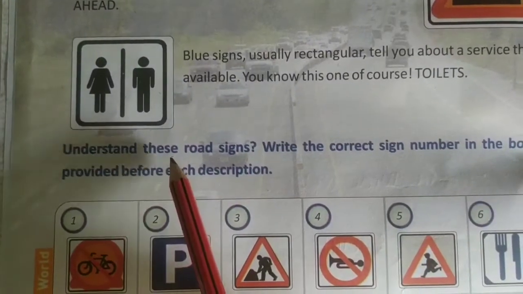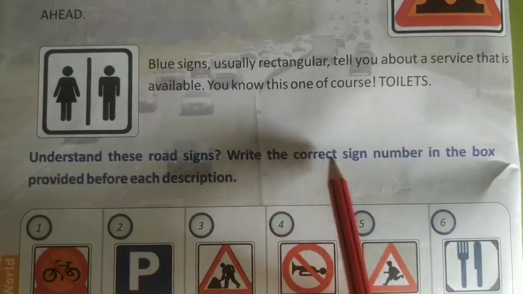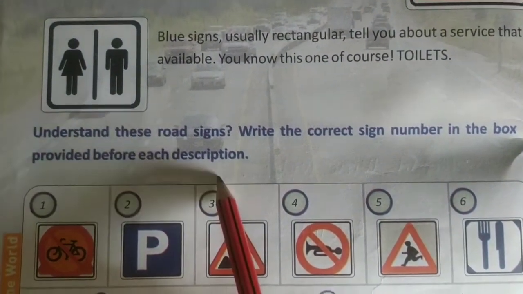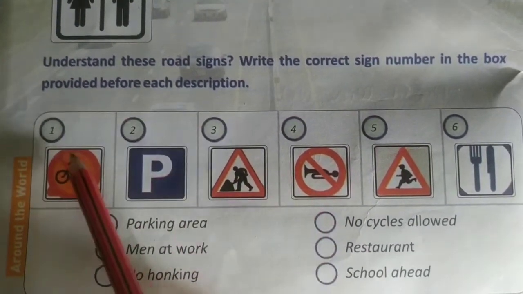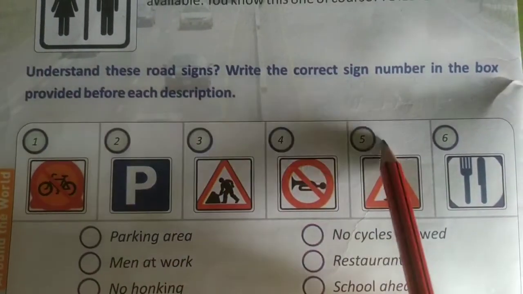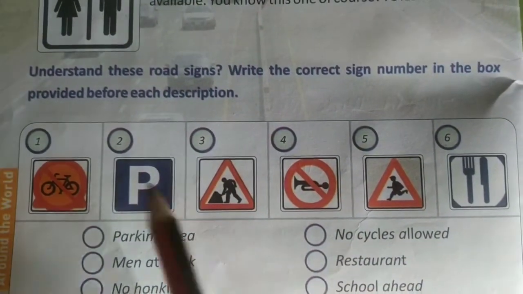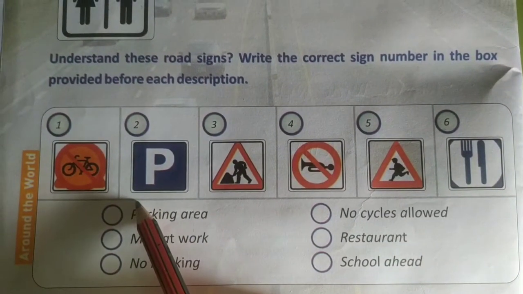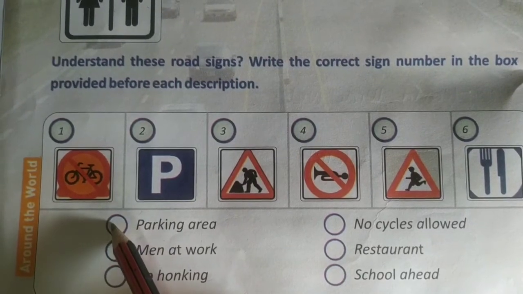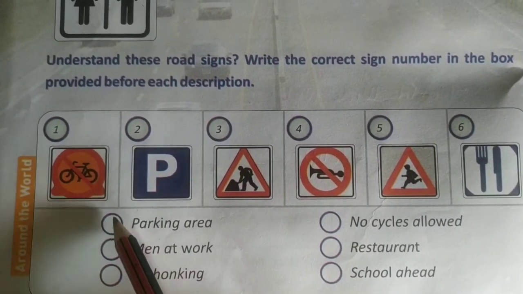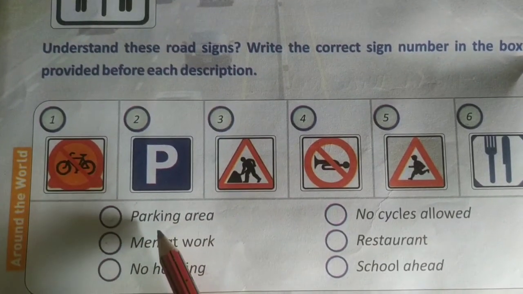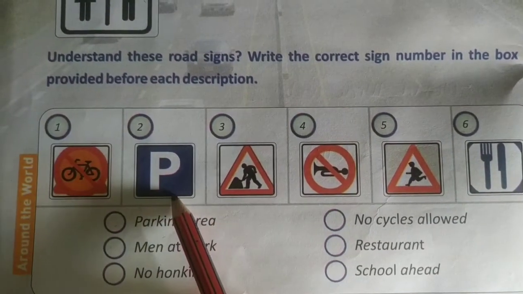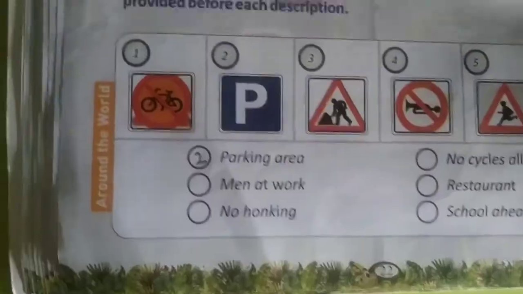Now, understand these road signs. Write the correct sign number in the box provided before each description. So here you see the signs and the numbers are given 1, 2, 3, 4, 5, 6. Right? And then you will see the words given here with a small box provided where we will write the numbers. Okay, parking area, that is what? P, number 2. So we will write here number 2.